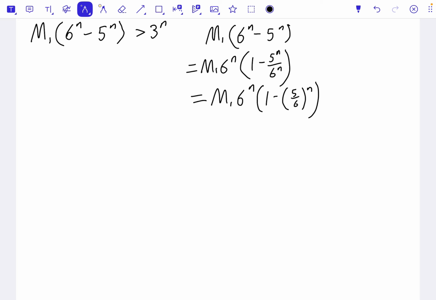It sure would be nice if 1 minus 5 over 6 to the n just turned into 1 minus 5 over 6. So I'm going to say that n should probably be greater than 1, so that this whole thing can be greater than a similar expression, but with that fraction raised to an exponent replaced with just a fraction.